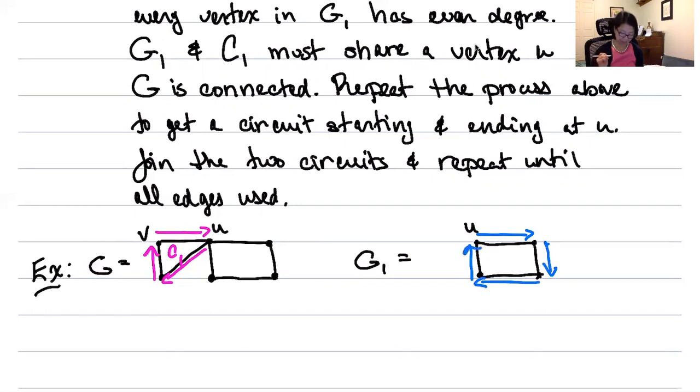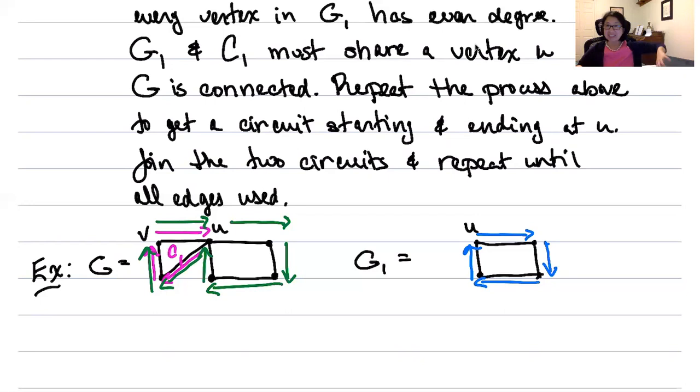And then, what is my final circuit going to be? How would I glue these together? Let me see, can I glue them together in green? So what I would do is follow my first circuit until I get to the vertex U. Then I do my second circuit all the way around, and that brings me back to the first circuit that got interrupted, and I finish it off. And so then I have a circuit.